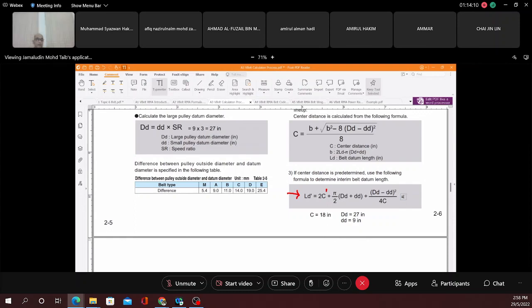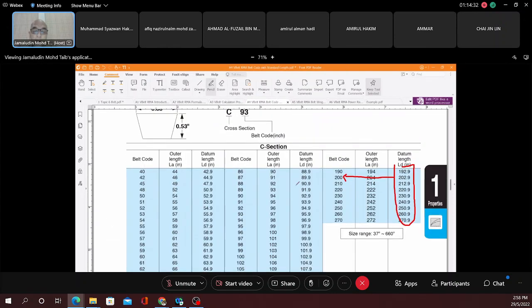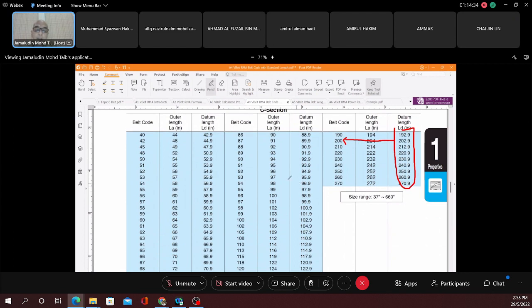Please, somebody. 97.05, right? 97.05 inches. All right, let me check which belt number. 97.05, we can choose.